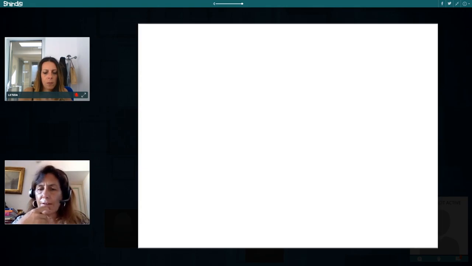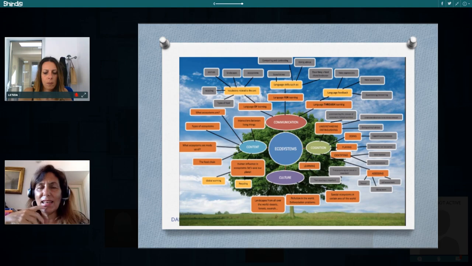In the next slide, we have a very useful and excellent example of a lesson plan created on ecosystems, where all the four points of a clear lesson, that is communication, content, culture, and cognition, are involved, but also how the language of learning, the language for learning, and the language through learning are implicit in this lesson plan. As you can see, this is a perfect example of how to plan a lesson, to give a visual idea of what you are going to do.